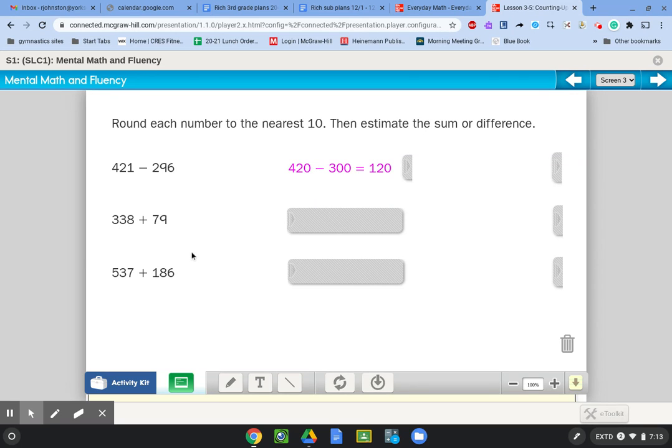338, rounding to the nearest 10. This should be getting easy for you now. The 3 is in the tens place. Well, the 8 tells us we're going to go up to the next 10. So this is going to be 340. 79, of course, is going to become 80. So now we have 340 plus 80. 80 plus 40 is 120. Add another 300 onto that, and you get 420.